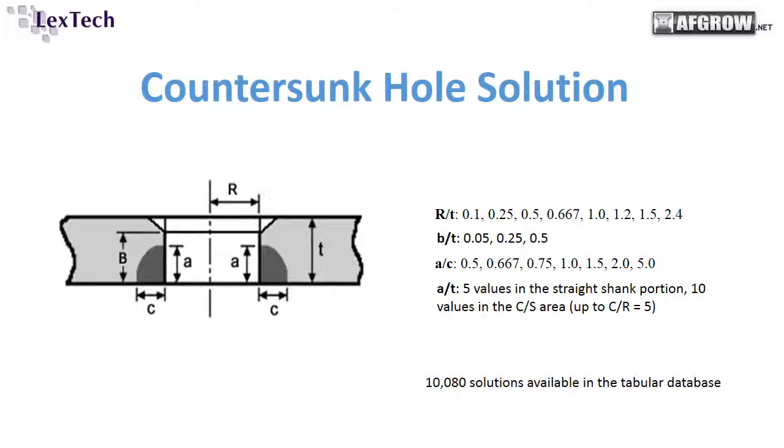These solutions are shown here. The range of solution goes R over T between 0.1 to 2.4. The B over T, as you see here, B is defined as the straight shank percentage of the thickness of 0.05, which would be the knife edge, 0.25 and 0.5. A over C goes between 0.5 and 5, and A over T varied. There were 5 values in the straight shank portion, 10 values in the countersunk area, up to C over R equal 5. In this case, there were 10,080 solutions in the database.